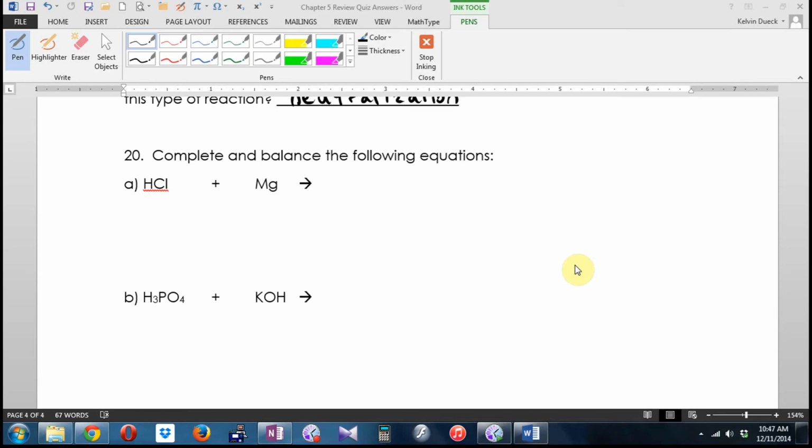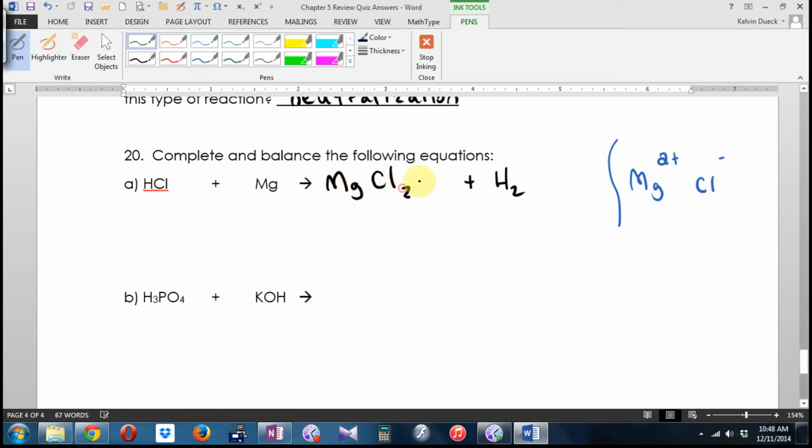Let's keep going. Number 20. This is a metal combining with an acid. So what I'm going to end up getting as my product is hydrogen gas, and then these two are going to combine. Now I have to crisscross properly. So over here in the margin, magnesium has a charge of 2+, chlorine has a charge of -. I'm going to get magnesium chloride, but I'm going to need 2 chlorides. If you got that, half mark for the magnesium chloride with a 2 there, half mark for the H2.